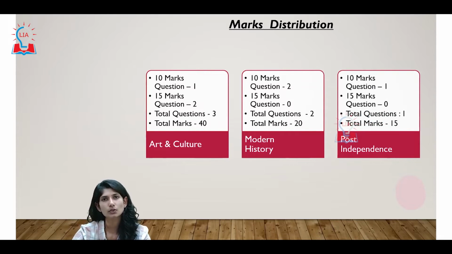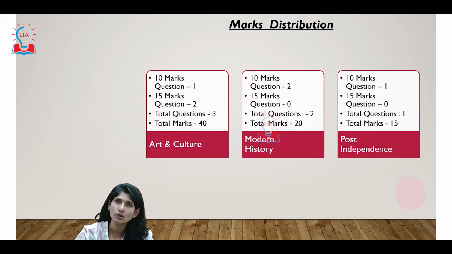Your Paper 1 is for 250 marks, 3 hours. The history section alone carries 75 marks. Understood? We'll see how to approach each question, what UPSC has asked and what the approach should be.